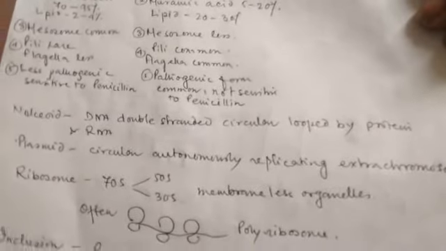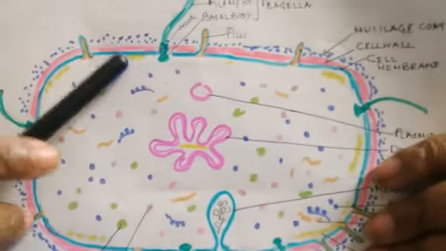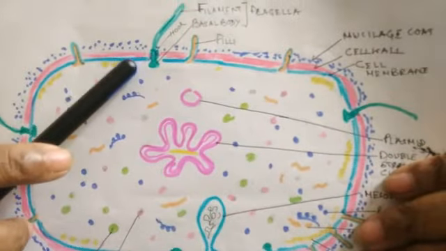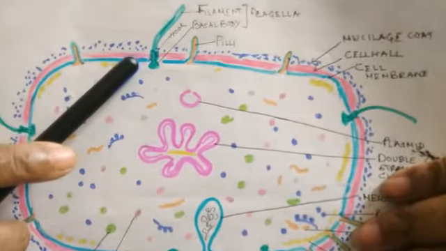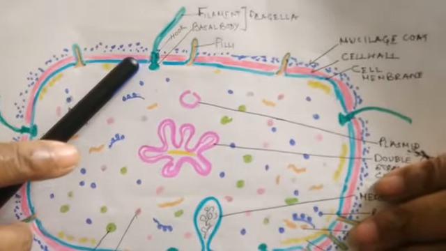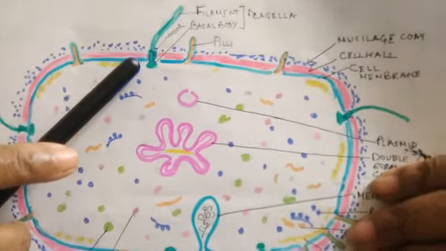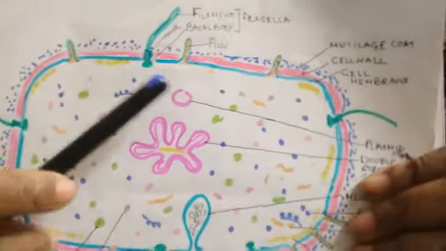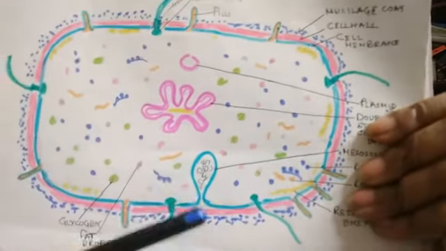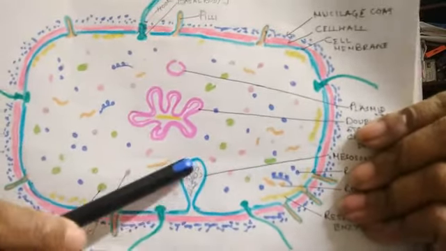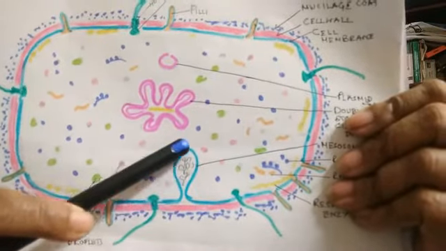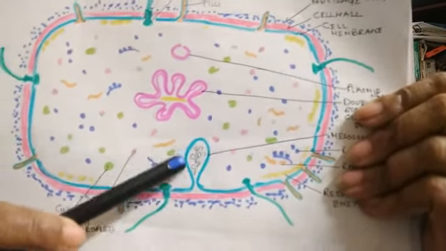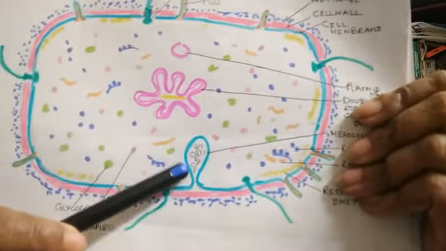So next to the cell wall is the cell membrane, and we know that the cell membrane is made up of protein and lipid, and that is universal in all living organisms. Now this cell membrane in bacteria often has some foldings or invaginations, clear. These are called mesosomes. So the cell membrane often has foldings or invaginations. These are called mesosomes.